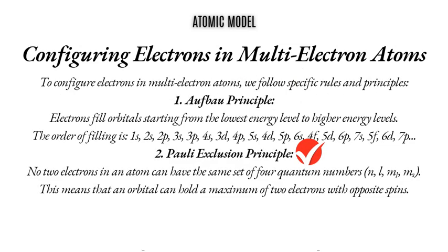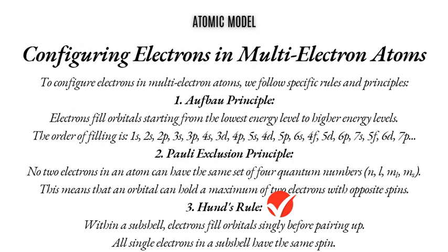Pauli exclusion principle states that no 2 electrons in an atom can have the same set of 4 quantum numbers n, l, ml, and ms. This means that an orbital can hold a maximum of 2 electrons with opposite spins. Hund's rule states that within a subshell, electrons fill orbitals singly before pairing up. All single electrons in a subshell have the same spin.